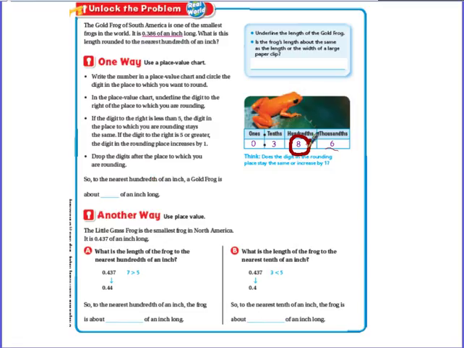So we don't have to go any further than this. We just have this one here to tell us what we should do with this one. Should we leave it the same, or should we go one higher? So to the nearest hundredths of an inch, the gold frog is 0.39. And I went up 1 because 6 is more than 5.